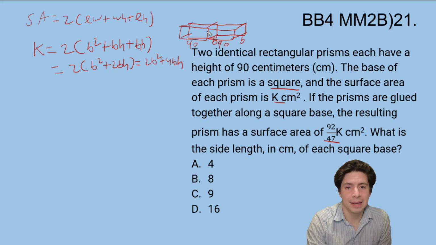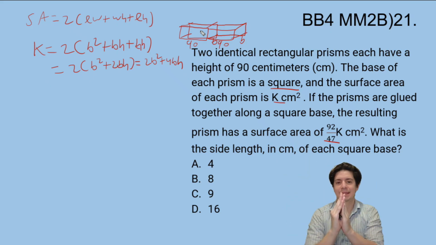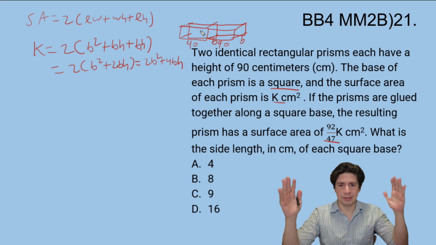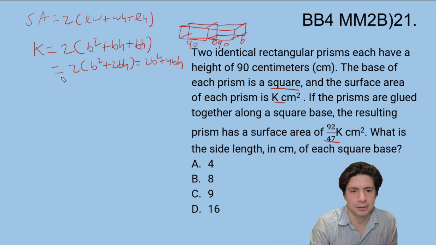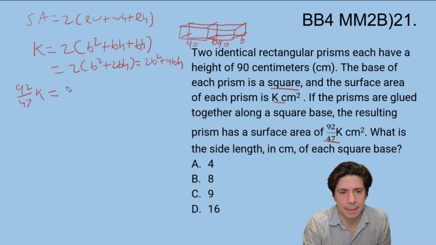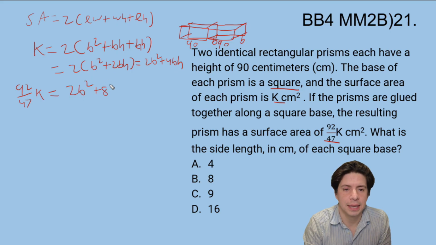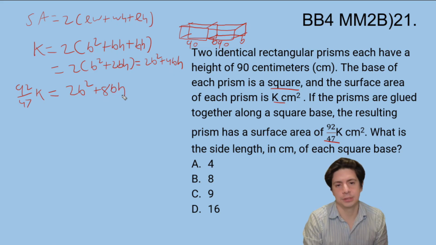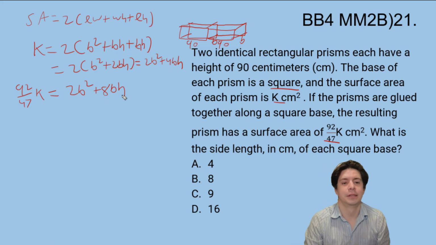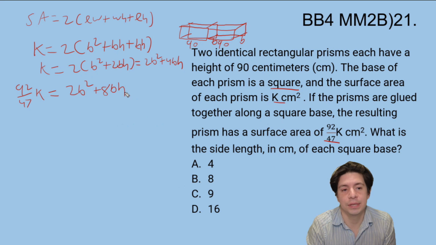And then, what's happening when they're combined? They're the same except we don't have the middle pieces, because those are pasted together. So we still have 2 bases on the outside, and then we're doubling the height. So it's going to be 92 over 47k equals 2b squared again. But instead of 4bh, it's going to be 8bh, because we're doubling the height. It's 180, right?